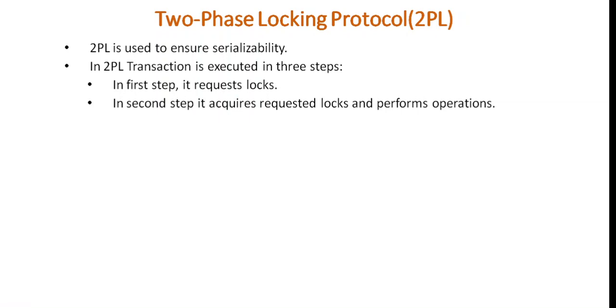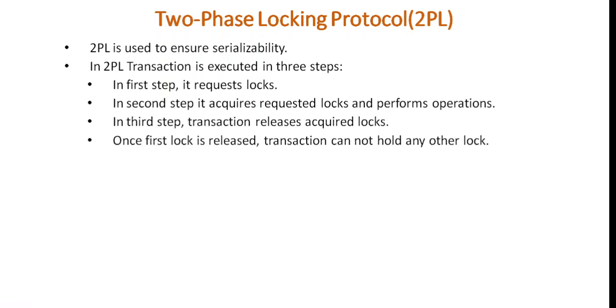So in the first step, the transaction requests a lock. Okay, it means the transaction sends a lock request to the concurrency control manager. In the second step, it acquires the requested lock and starts performing operations. And in the third step, the transaction releases the acquired locks. Okay, so in 2PL we have 3 steps of execution for any transaction. In the first step, the transaction is requesting the lock. In the second step, the transaction is acquiring the lock and performs operations. And in the third step, the transaction releases all the acquired locks.